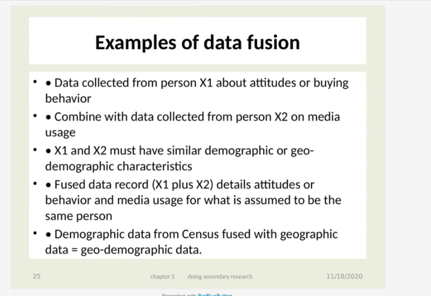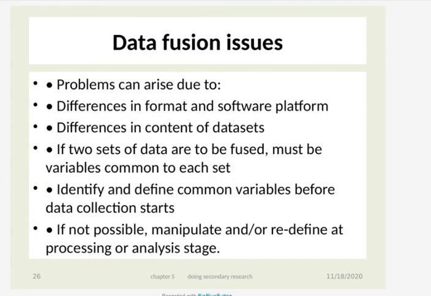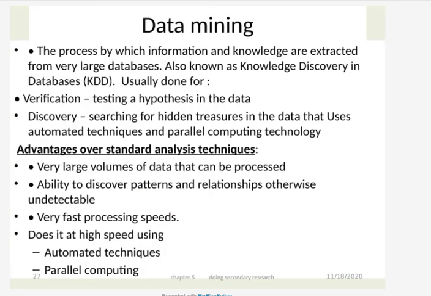The final thing we want to talk about is data mining. This is data fusion issues. Problems can arise due to differences in format, software, platforms, because we get them from several places, so the platforms may not be suitable with each other. Differences in content. If two sets are fused, they must have variables. Their variables must be common to each set. We have different issues with data fusion.